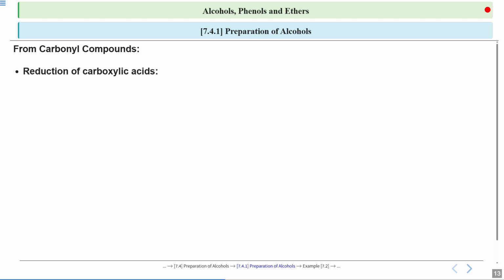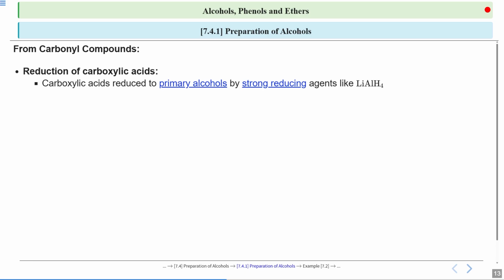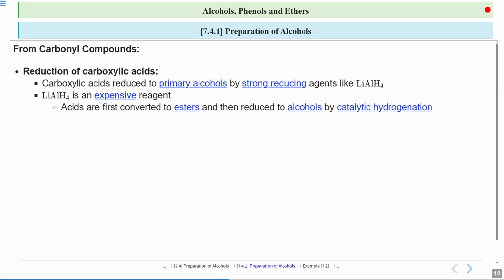Reduction of carboxylic acids. Another carbonyl compound is carboxylic acid. Let's do the reduction of carboxylic acid to get alcohol. Carboxylic acids are reduced to primary alcohols by strong reducing agents like lithium aluminium hydride. Lithium aluminium hydride is an expensive reagent, and the carboxylic acids are first converted to esters, and then esters will be reduced to alcohols by catalytic hydrogenation.